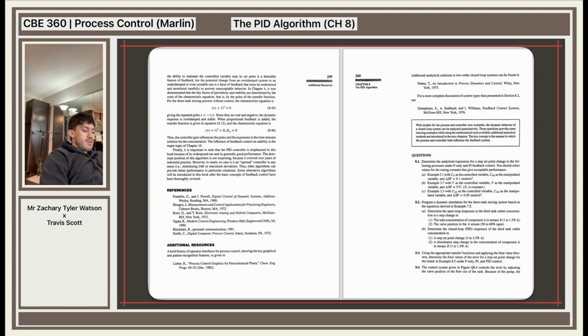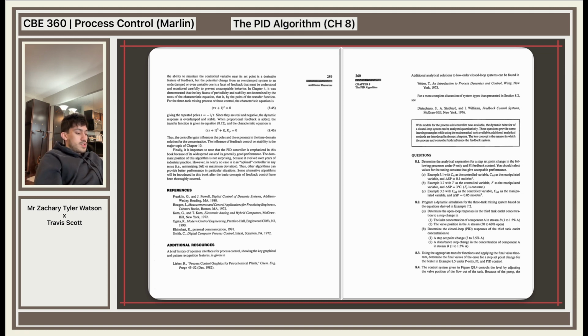In chapter 4, it was demonstrated that the key facets of periodicity and stability are determined by the roots of the characteristic equation, that is, by the poles of the transfer function. For the 3-10 process without control, the characteristic equation is this. Third order, giving the repeated poles s equals negative 1 over tau. I don't know how it's repeated. Maybe it's repeated because it's third order. Since they are real and negative, the dynamic response is overdamped and stable.